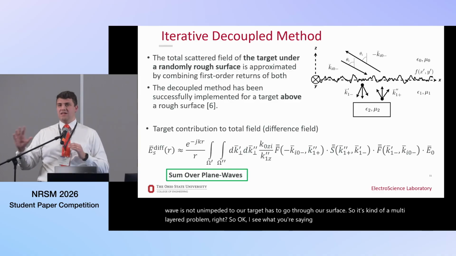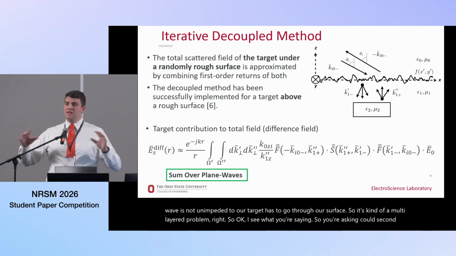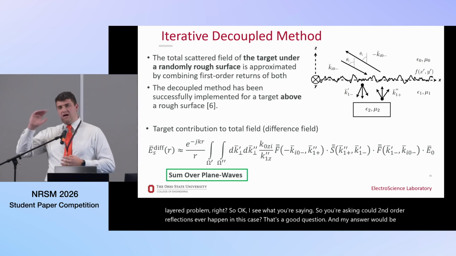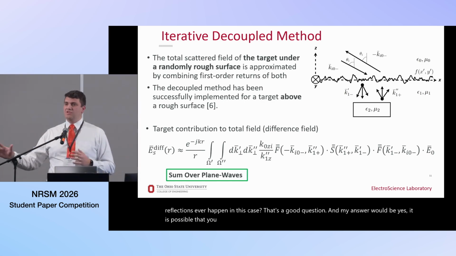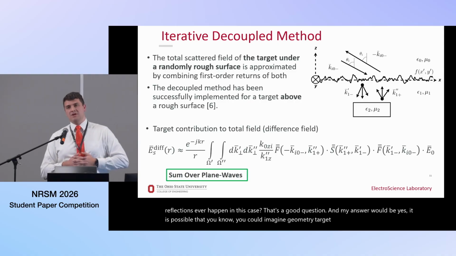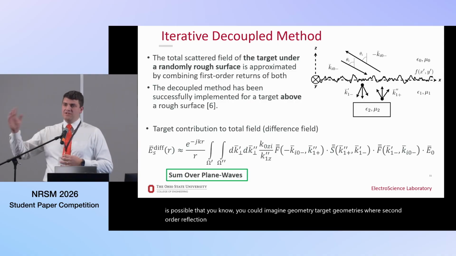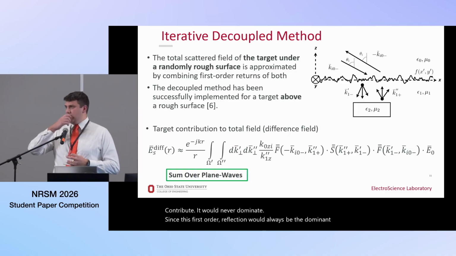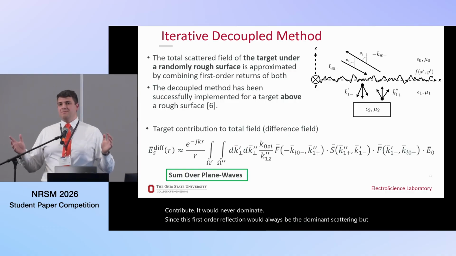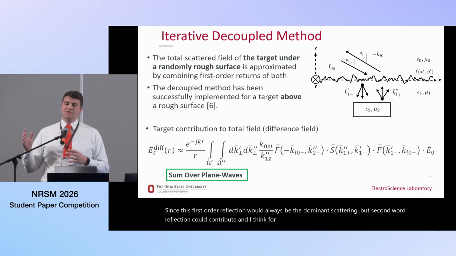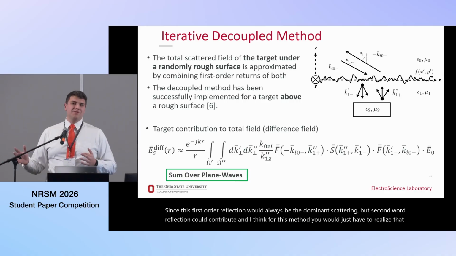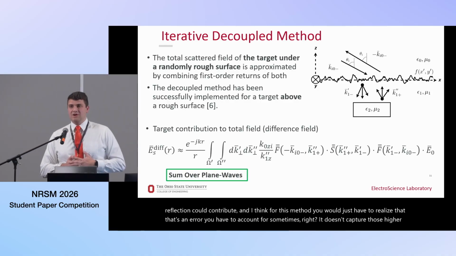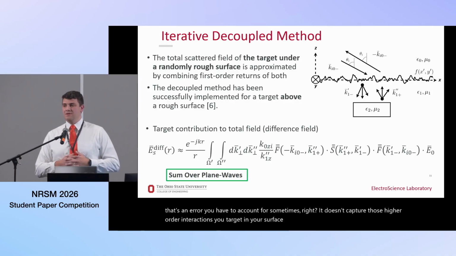So you're asking, could second-order reflections ever happen in this case? That's a good question, and my answer would be yes. You could imagine target geometries where second-order reflection could contribute. It would never dominate, since the first-order reflection would always be the dominant scattering. But it could contribute, and for this method you would just have to realize that's an error you have to account for sometimes. It doesn't capture those higher-order interactions between your target and the surface. Yes, that's a good point. Thank you.